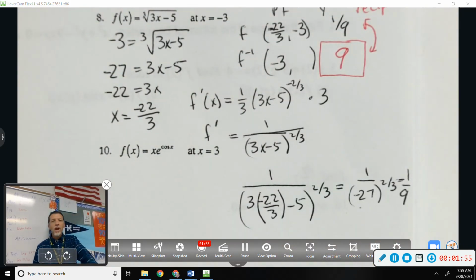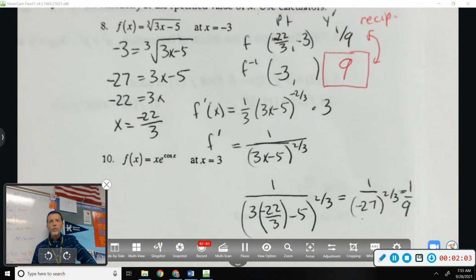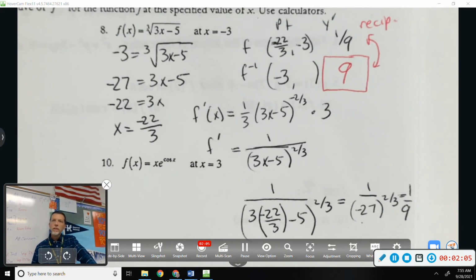So that one was a pain for all the normal inverse reasons, but also fractions and cube roots and squareds and negative exponents and all the little algebra rules that we hope you remember. Number 4.